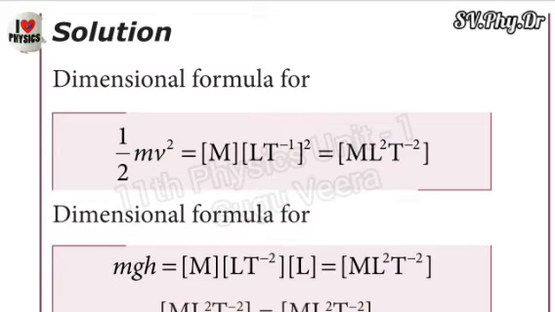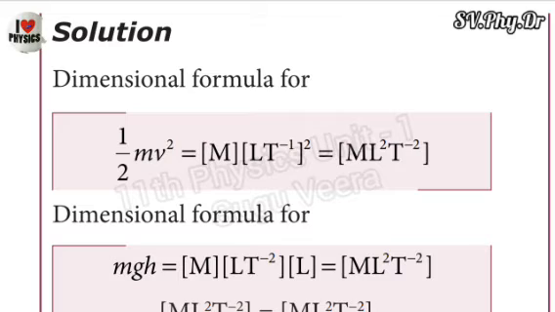So now substitute into the kinetic energy formula. Half m v square is equal to bracket of M and bracket of L t power minus 1 whole square. Then rearranging this equation, it is equal to M L power plus 2 t power minus 2. So that is the dimension of kinetic energy, M L power plus 2 t power minus 2.